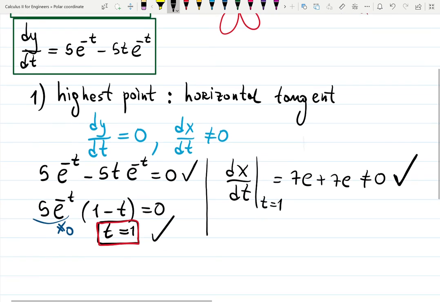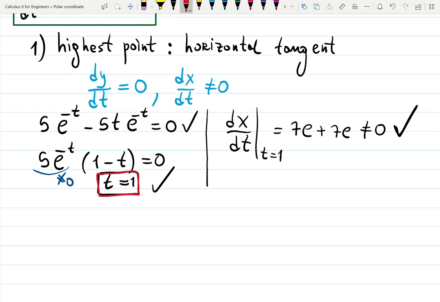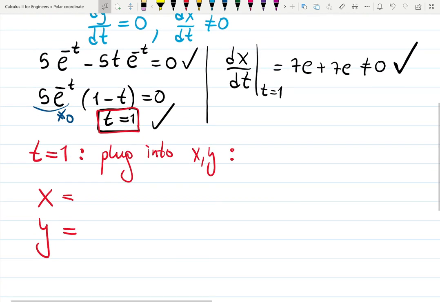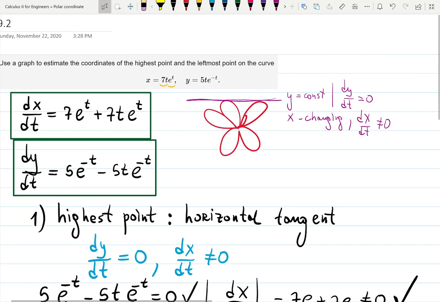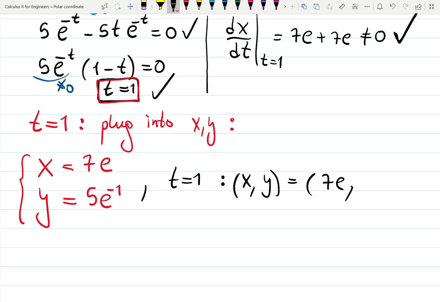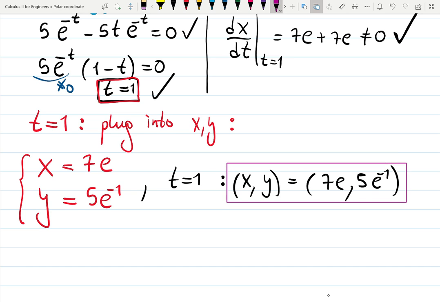That is not the final answer. They want us to answer in the form of x comma y. So t equals 1, substitute into x and y. x is 7t e to the t, so it's going to be 7e. y is 5t e to the minus t, so it's going to be 5e to the minus 1. Then the answer will look like this. t equals 1 gives me the pair (x, y), which is (7e, 5e^(-1)). And this is where the highest point occurs, where the horizontal tangent line is.